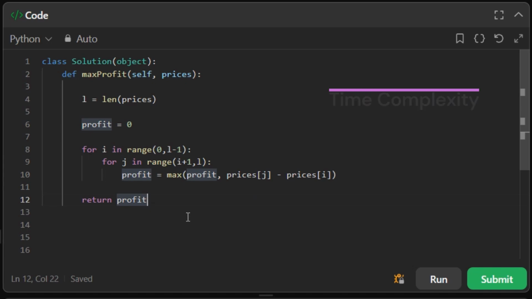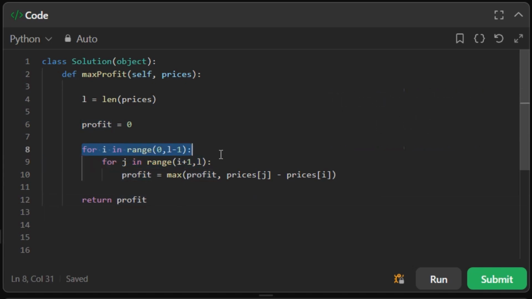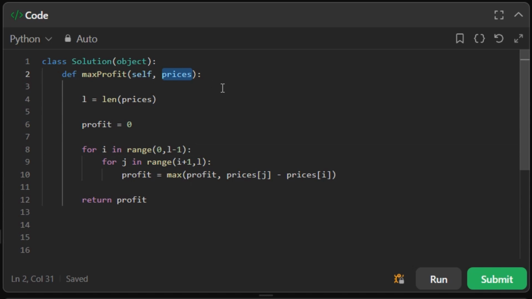The total time complexity of this entire code is big O of n square because we are running two loops here to find all possible pairs and their profits. But the space complexity of it is big O of n because we are using a single array to check for all of the prices and all of the profits.